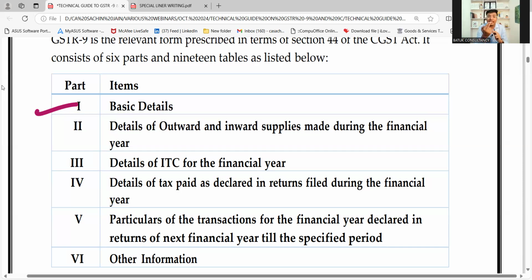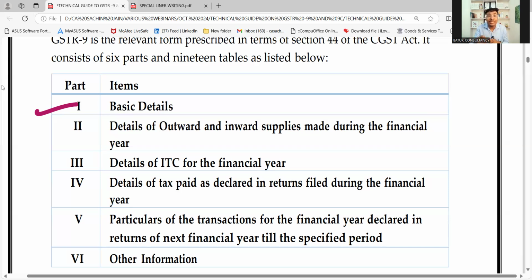The second thing they are asking about is the outward supply, that means the sales made by the taxpayer. The third thing they are asking is related to the input tax credit, because when the taxpayer shows the outward liability or outward supply, that person has also claimed the input tax credit to set off the outward liability. So we need to get the annual data of that as well. In the fourth part, they are asking for the payment of tax. That means, you have declared the outward liability, you have declared the input tax credit, you have set off both those things.